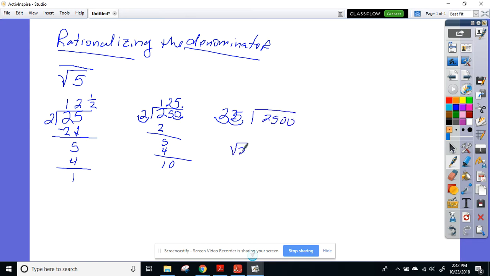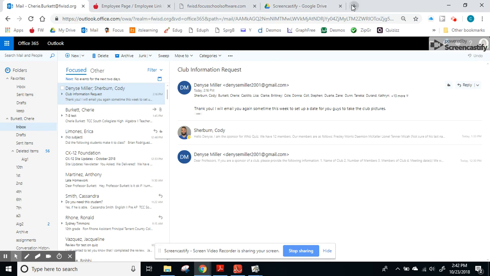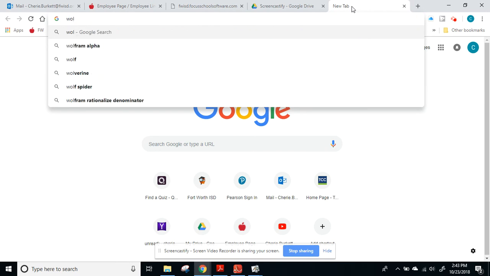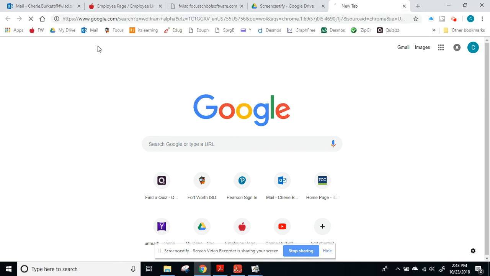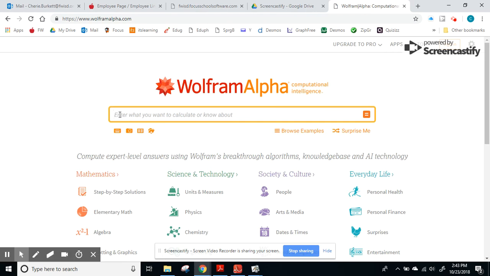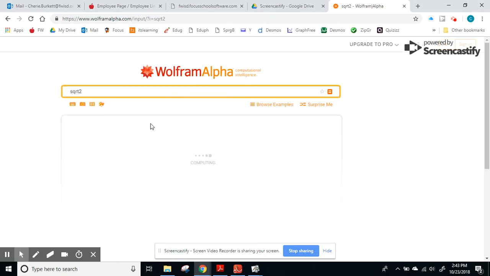Well, what happens if we try to divide by the square root of 2? Well, how many decimals does that have? The calculator may not show you, but you can Google Wolfram Alpha. This is a super cool site. When you go to Wolfram Alpha, it'll let you do some mathematics on here. I want to do square root. You can't type in the square root symbol, but they'll let you do square root of 2. And you press enter.